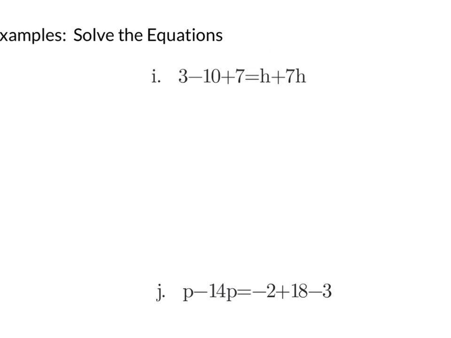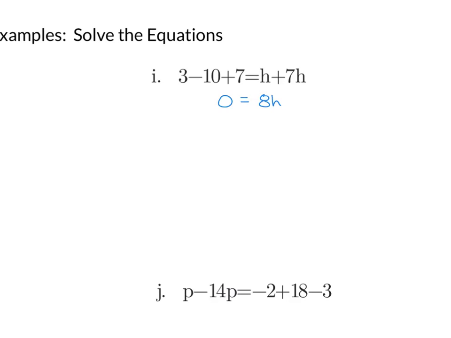Let's look at 3 minus 10 plus 7 equals h plus 7h. All right, on the left side, if we combine, we get 3 minus 10. We have different signs, so we're going to subtract and keep the sign of the larger number. Gives us negative 7 plus 7 is 0. Don't freak out yet. On the right, we get 1h plus 7h equals 8h.